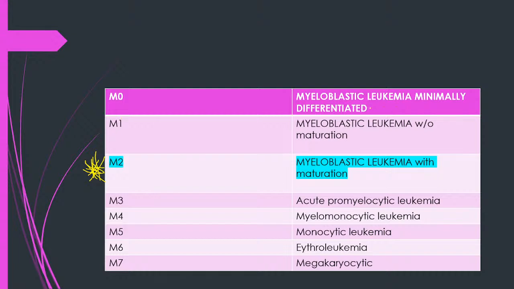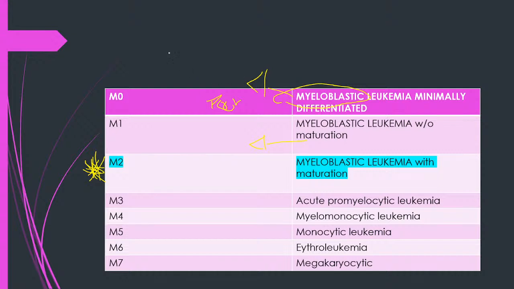Leukemia with minimally or poorly differentiated, this could also be poorly differentiated myeloblasts. Okay. M1 is myeloblast without maturation. So this one is differentiated clearly. The cells are clearly differentiated, while this one is a little bit confusing. Myeloblasts are present, but they are poorly differentiated.